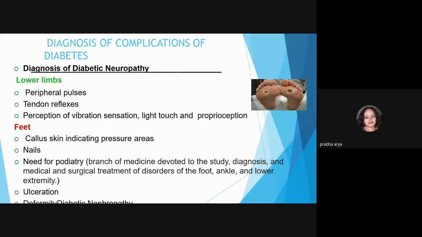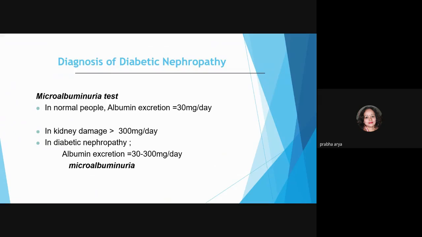Diagnosis of diabetic nephropathy is done by measuring the microalbumin in the urine. In normal people, albumin excretion is below 30 milligram per day, while in patients with kidney damage, it is more than 300 milligram per day. In diabetic nephropathy, it is between these two conditions, between 30 to 300 milligram per day, and this condition is called microalbuminuria.